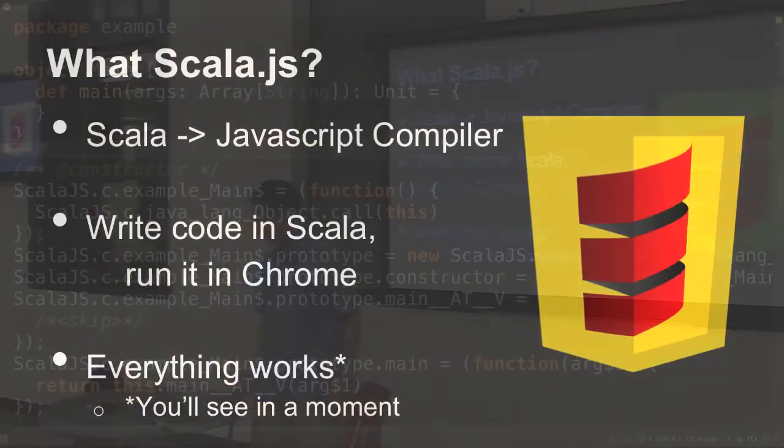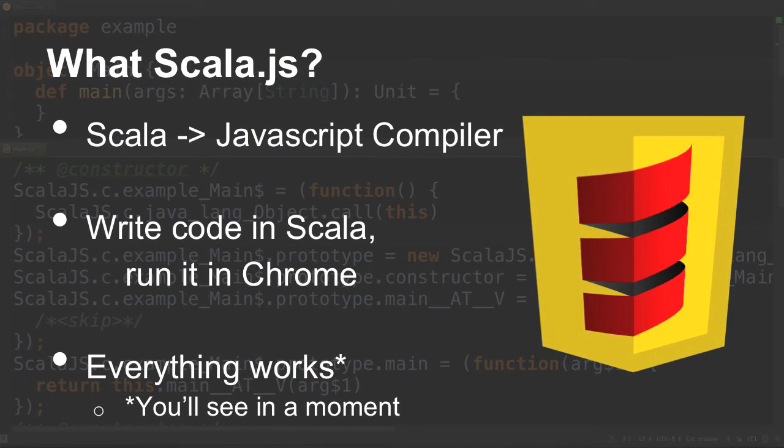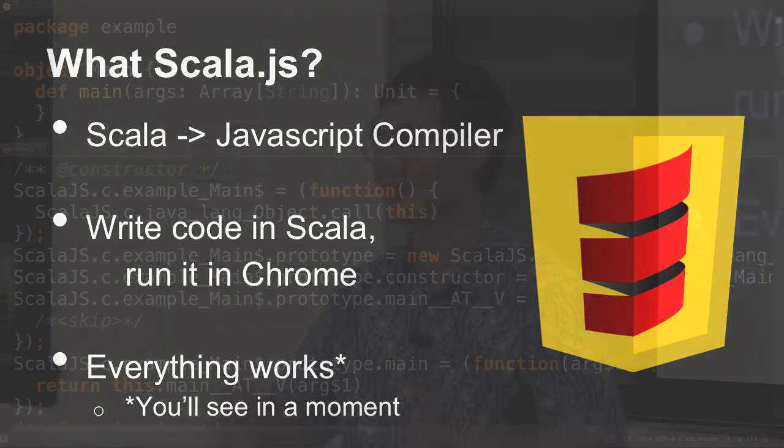So what is Scala.js? Scala.js is a Scala to JavaScript compiler. So you take in Scala code, you compile it to JavaScript, you dump it in Chrome, Chrome runs it, you have a website, you have a web game, you have whatever you want to build that works in the browser. And basically, the whole of Scala works. So there's a catch, there's a little star there to say that's not quite true, but I'll go into that in a moment.